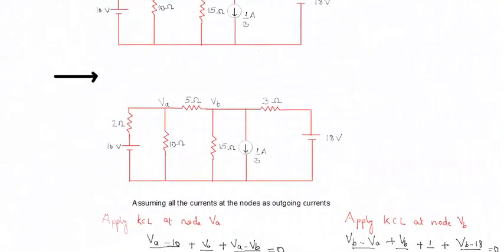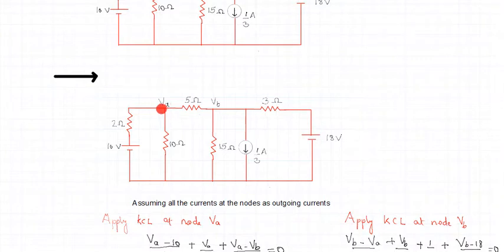So we'll apply KCL to node A. First, identify the branches coming at node A. There is a first branch, a second branch and a third branch. So there are a total of three branches that we have to consider while applying KCL at node A.